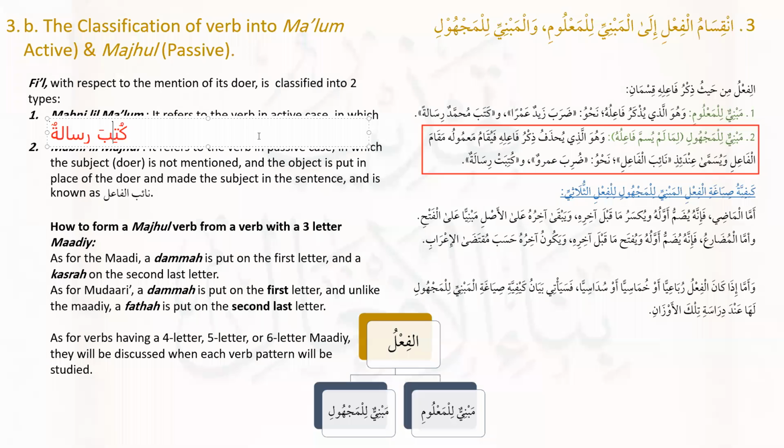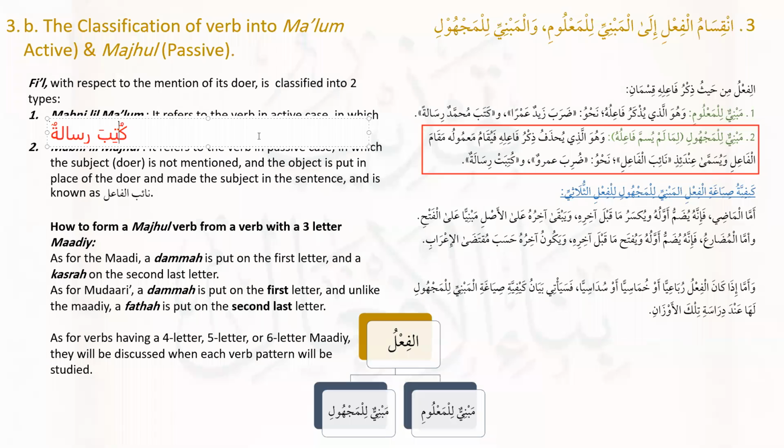So if there are more than 3 letters in the madi, this qaida, this principle is going to stay the same: the second last letter in the madi will have a kasra. That's why we don't say you put a kasra on the second letter. Rather we say you put a kasra on the second last letter, in order to unify the principle for all of the af'al.